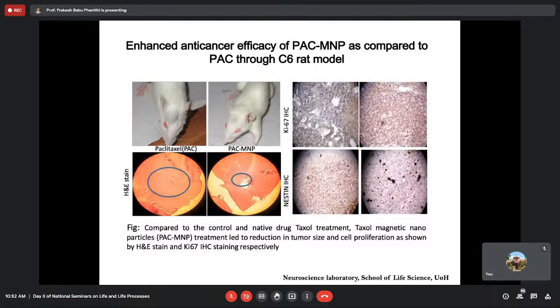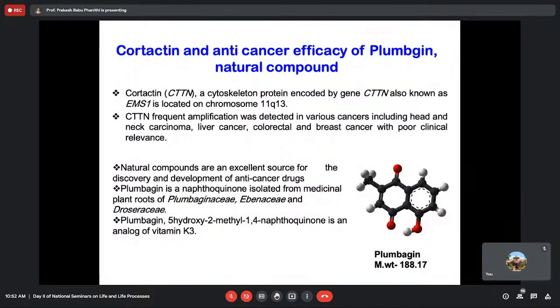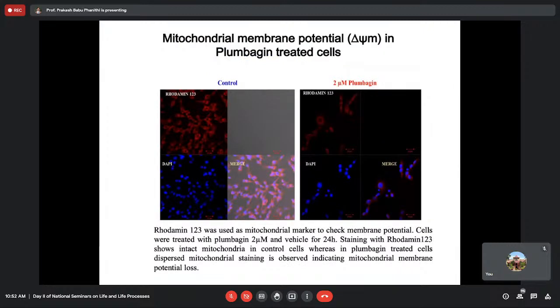Though we have done a lot of molecular mechanisms, I am not presenting them completely. Now, another plant-based one is Plumbagin, from the Plumbaginaceae family. This compound is called Plumbagin. It is isolated and available, so we worked with this also, and this natural compound is also able to reduce the tumor size.